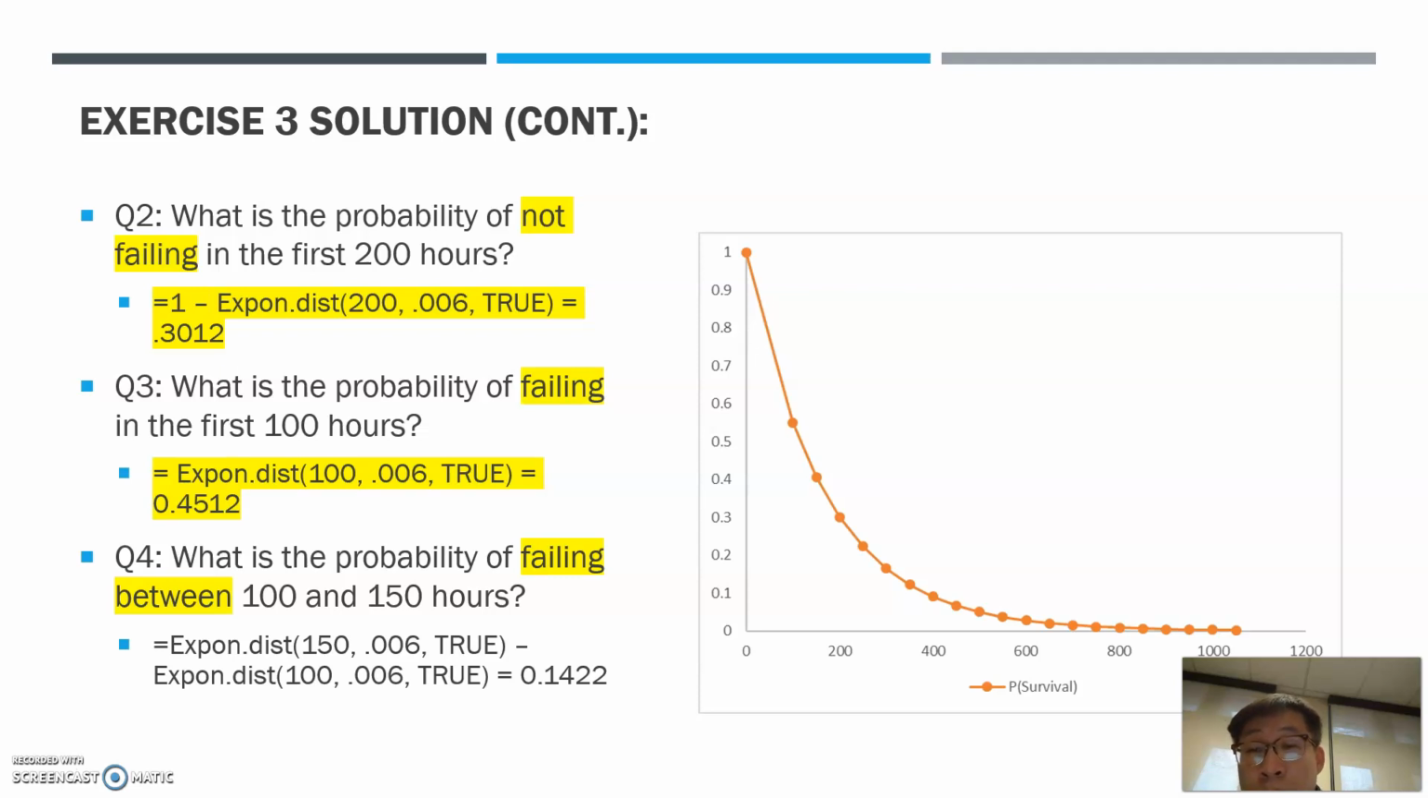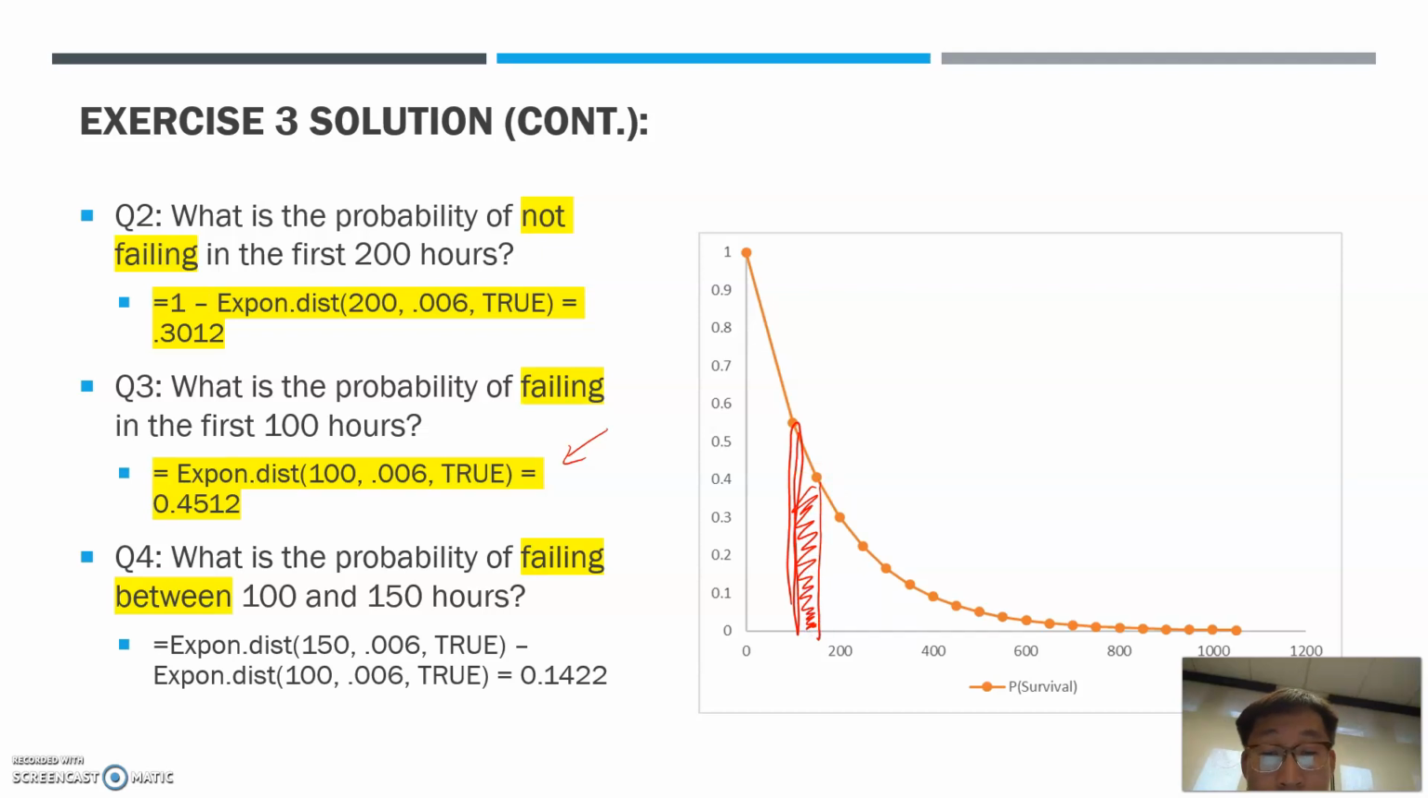If you look at question number 2, not failing in the first 200 hours, right? So your rational approach is 1 minus exponential Dist, which is the failure rate. And question number 3, what is the probability of failing in the first 100 hours? This is asking you the failure rate directly, therefore it's very convenient. And what is the probability of failing between 100 and 150 hours? What is the chance that it's going to fail in this time slot?